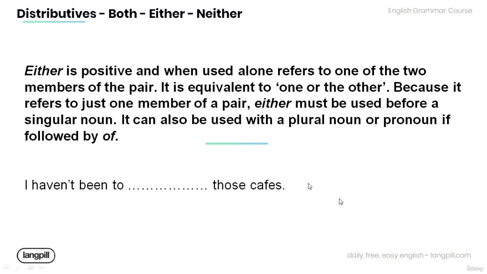Now, read the following sentence and fill in the blank using the appropriate form of the distributive either. I haven't been to those cafes. I haven't been to either of those cafes.